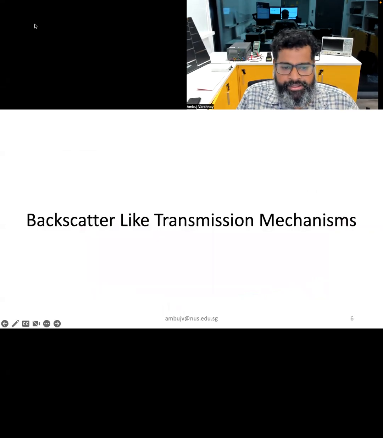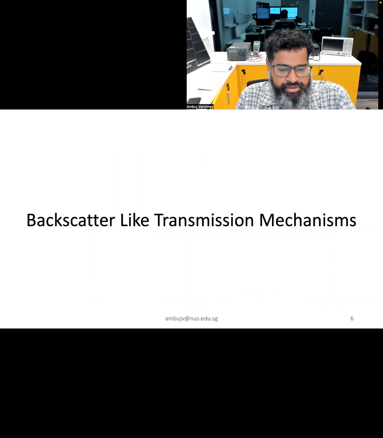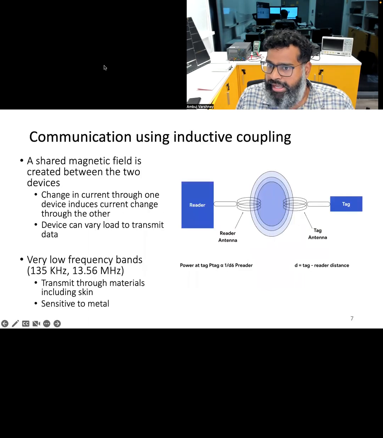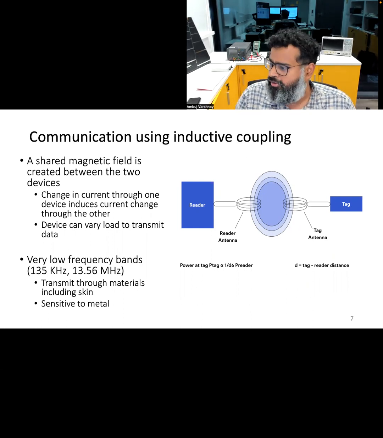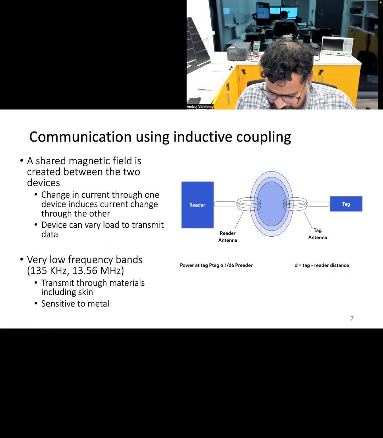Next, we are going to quickly talk about another backscatter-like mechanism which we actually use in our day-to-day life. This is something that uses inductive coupling. If you have two coils that are close to each other and there is a change in current through one of these coils, it also induces a change in the current in the other coil. This can be used to both provide energy as well as enable communication between these two coils.